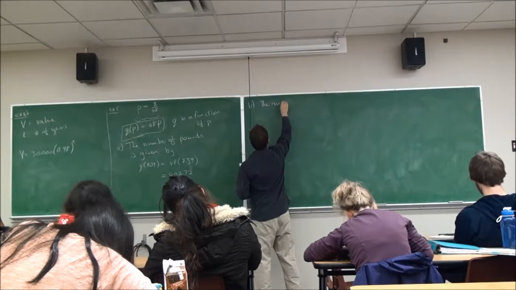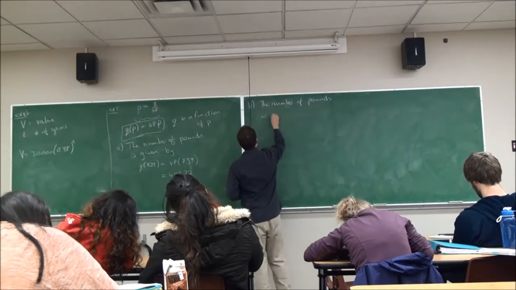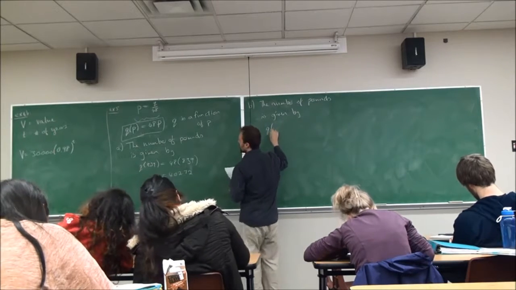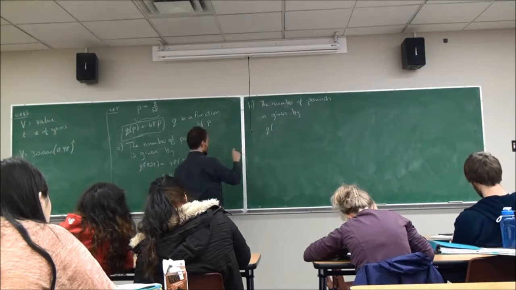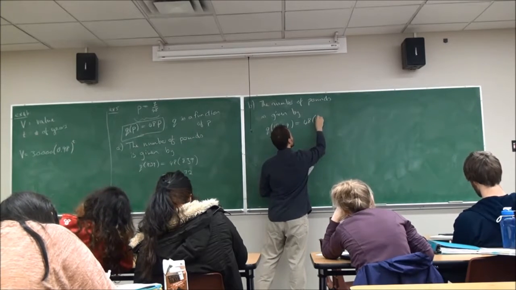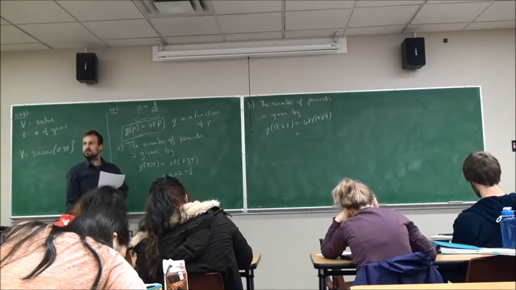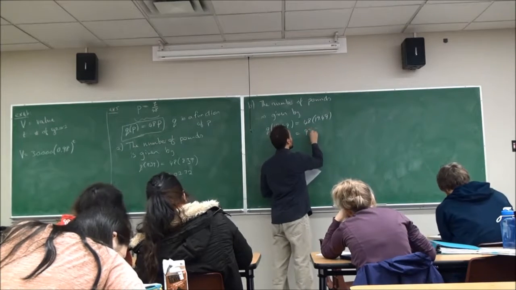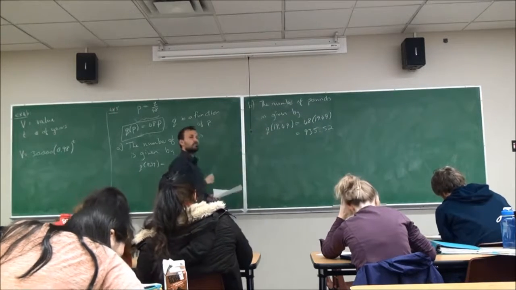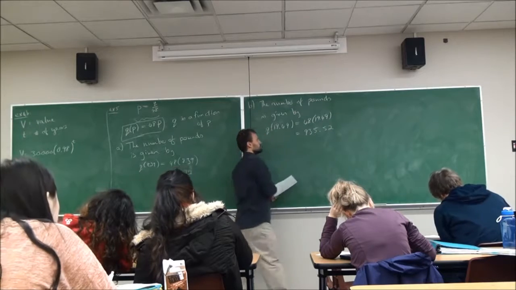So the number of pounds of coffee will be given by Q as my function, my output. What is the input? 19.49. How do I find it? 48 times the input. What is the answer? 935.52. That's how many pounds they're going to supply if my price goes up to 19.49.